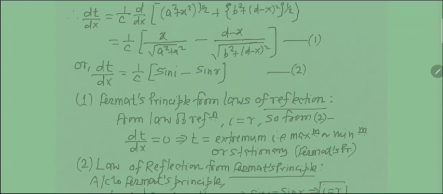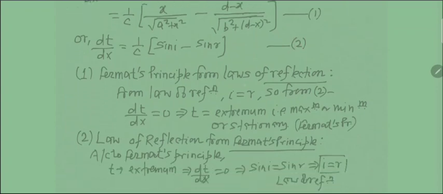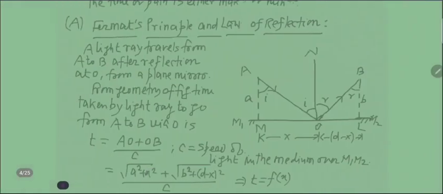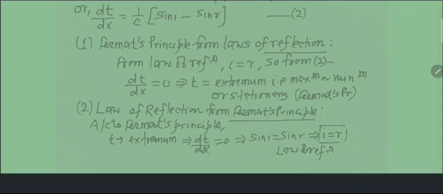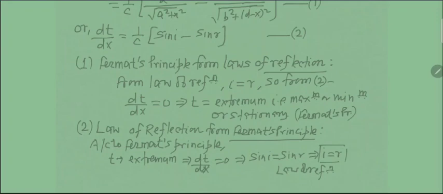So how to derive Fermat's principle from laws of reflection? Suppose we have to derive Fermat's principle from laws of reflection. We first of all consider that laws of reflection are true. Laws of reflection mean i equals r, angle of incidence is equal to angle of reflection. So from equation 2, sin i will be equal to sin r.